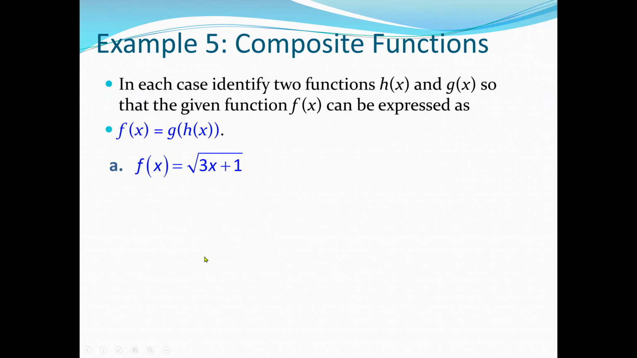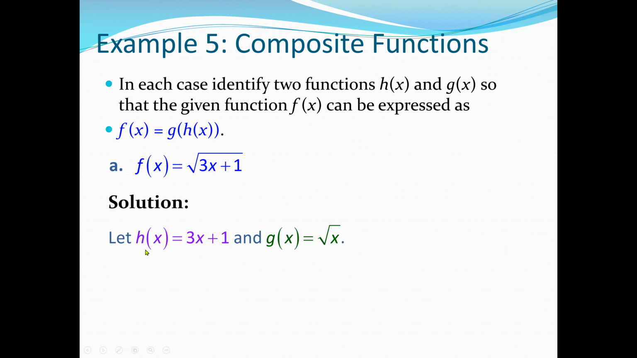So here we say in each case, we should identify two functions, h at x and g at x, so that the given function f at x can be expressed as f at x equal to g composite h at x. So we have a, f at x equal to square root of 3x plus 1. So the solution here will be h at x is what, 3x plus 1. Then g at x will be square root of x.